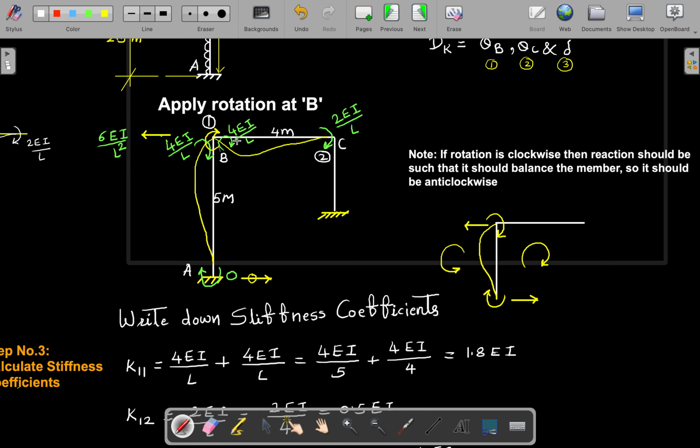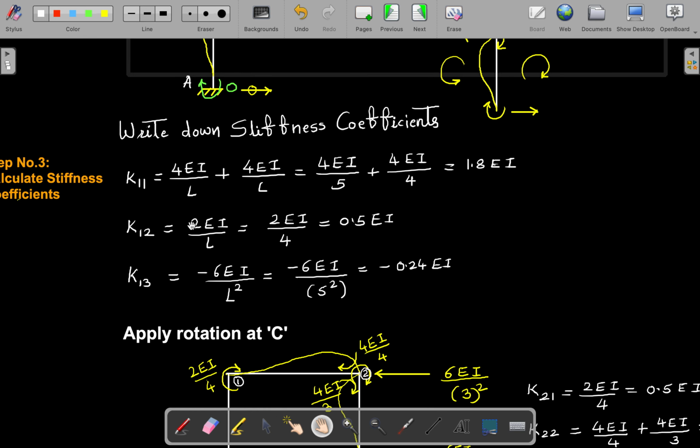Okay, now let's take the second case, K12. Because of unit rotation or unit force at 1, what is happening at 2? There is only one moment. So write down 2EI by L. Okay, 2EI by L. So we have written here.